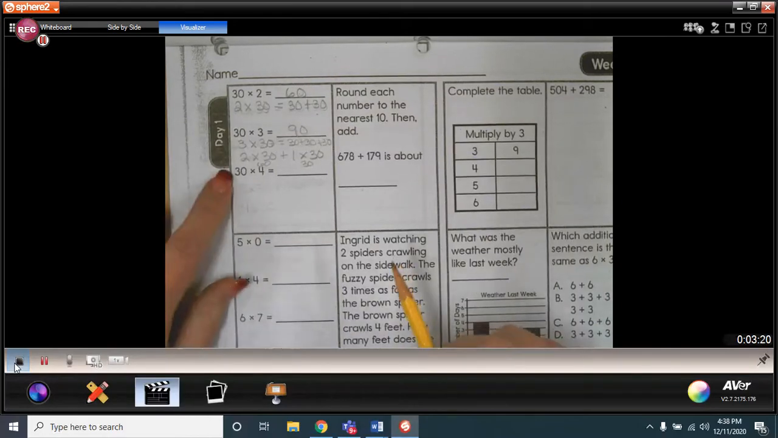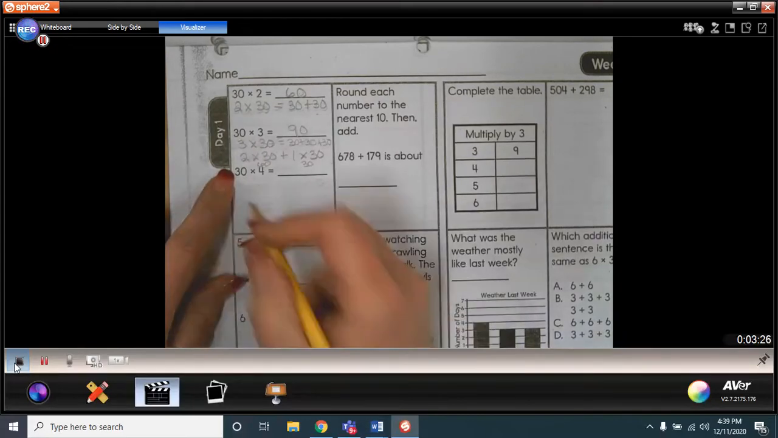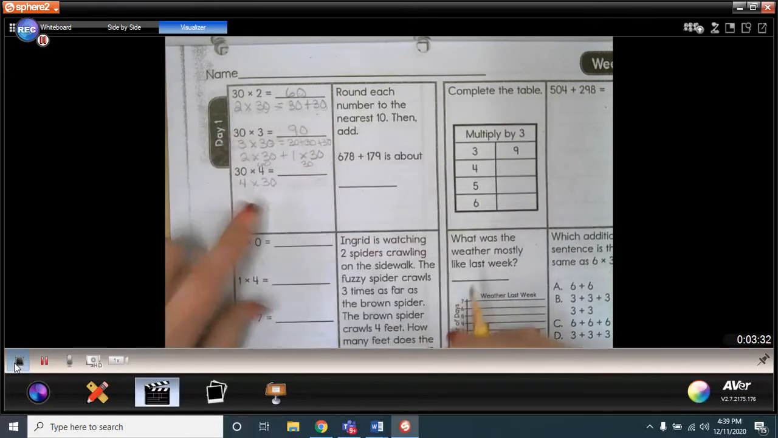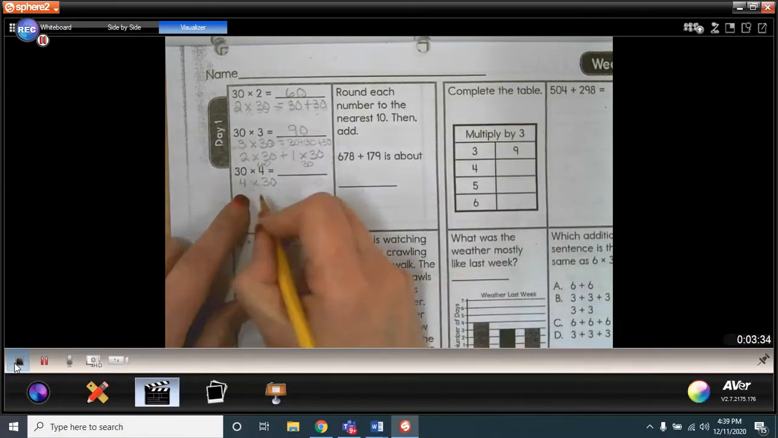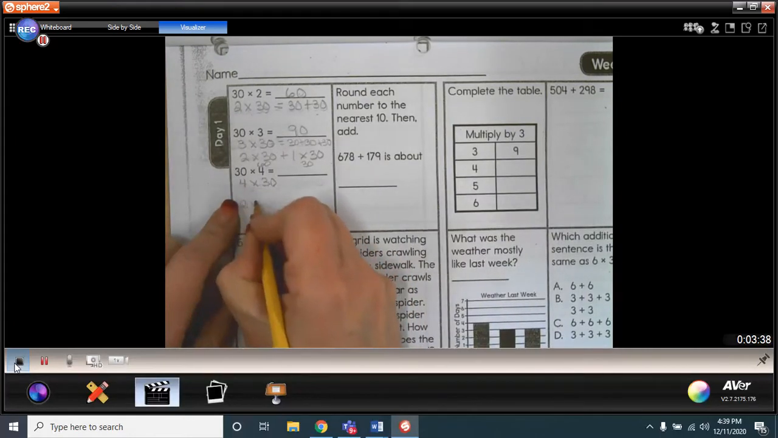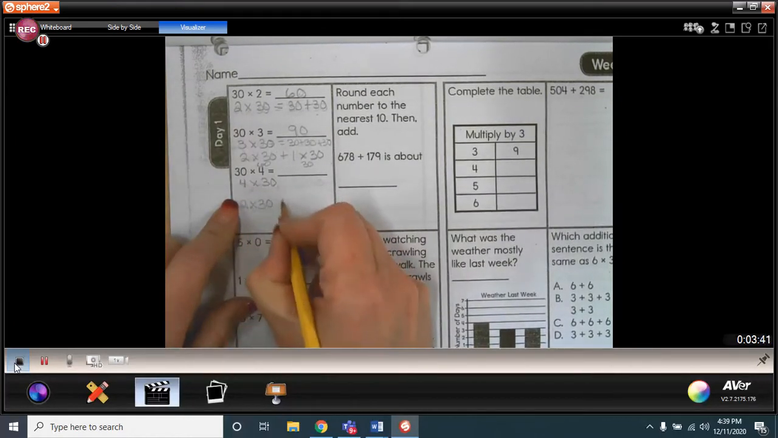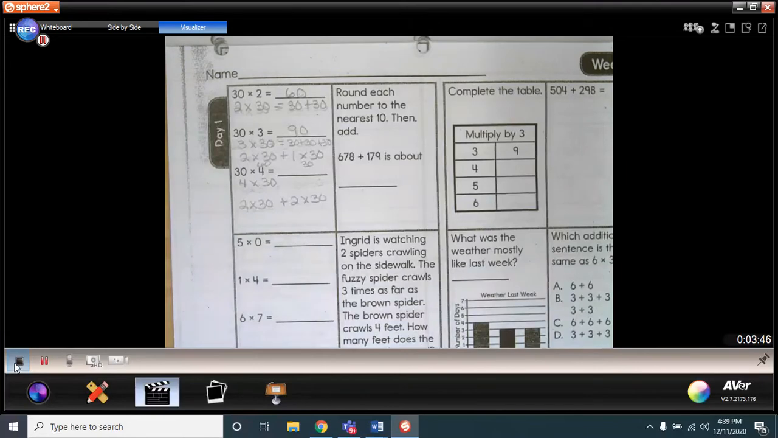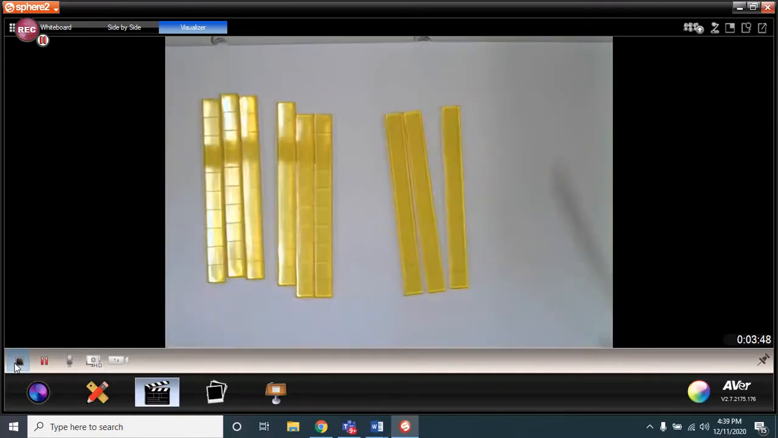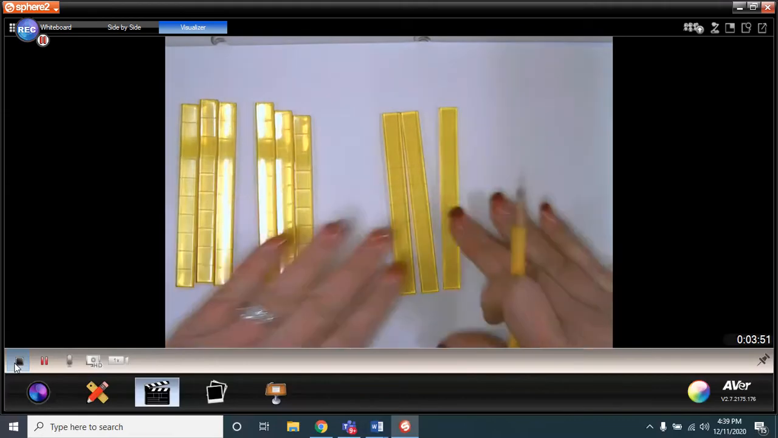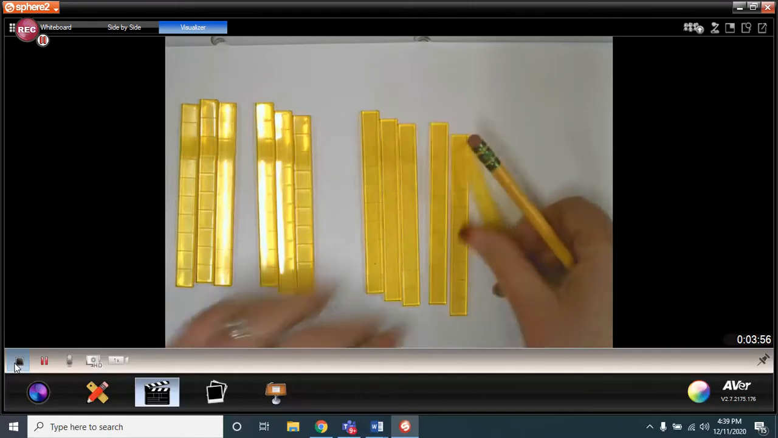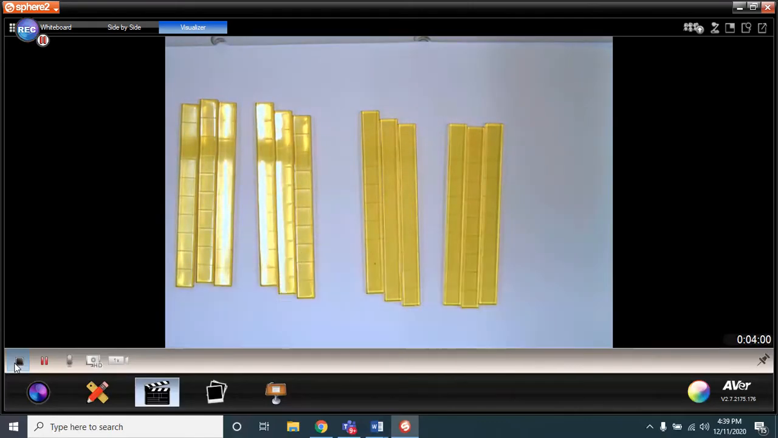So the next problem, same thing. We're taking these 30 groups of 4, and instead we're going to switch our factors. Since we've already been working with 30s, let's do 4 groups of 30. So I already knew what 2 groups of 30 was. So now I'm just going to take and put another 2 groups of 30, since that's what I already have on my model here for my base 10 blocks. So I'm just going to take these 3 groups of 30 and add another 1 group of 30.